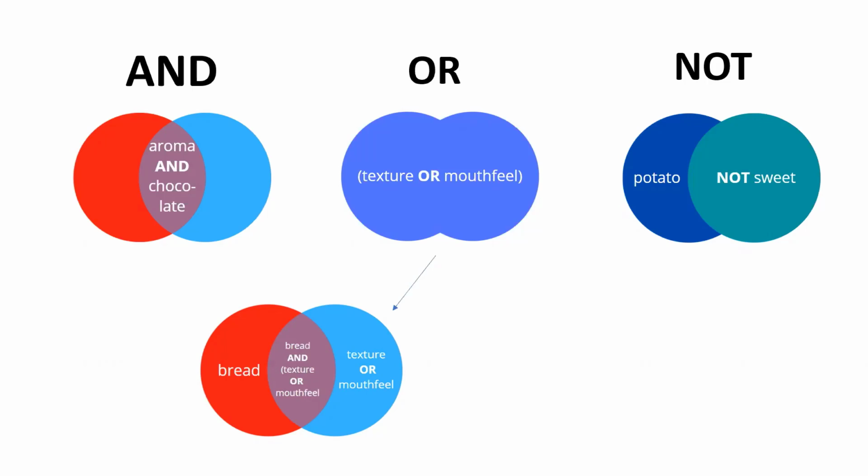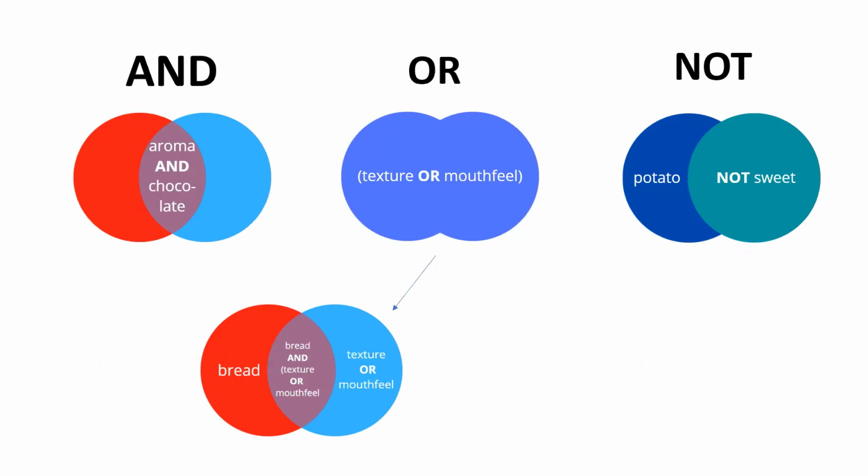NOT, the last one that we're going to look at, and we're going to look at more briefly, is one that removes a category of results. So you might be doing research about potatoes and you're like, I want to find stuff about potatoes, but I don't want to find stuff about sweet potatoes. So if you type potato not sweet, then any record that has the word sweet in them will not show up in your results.